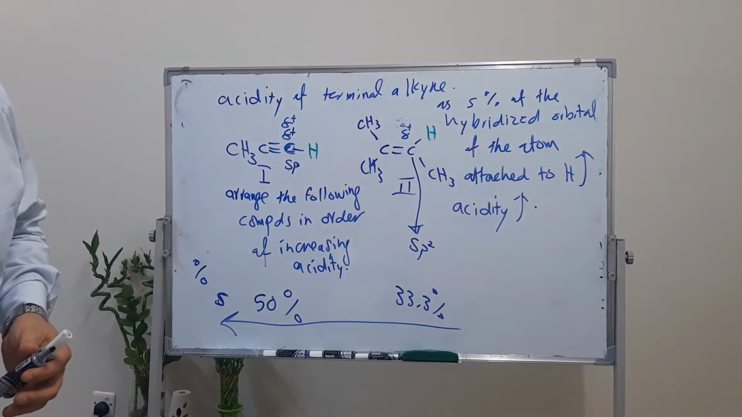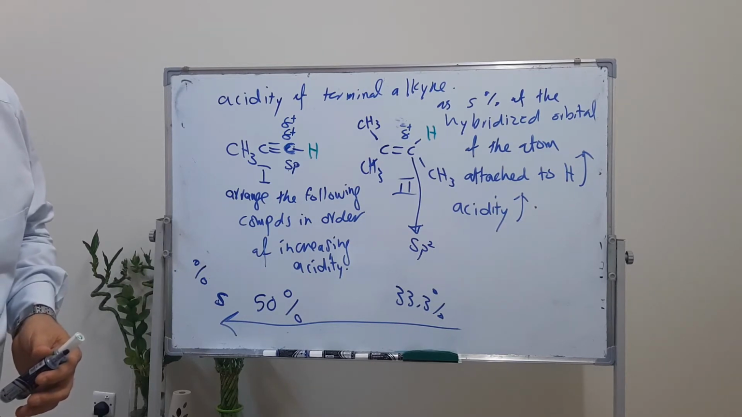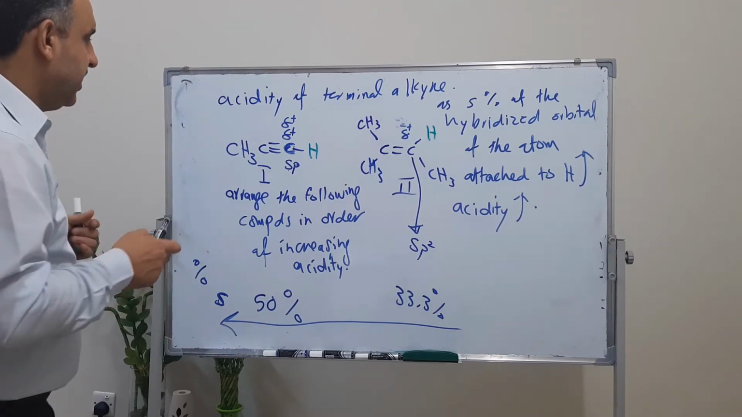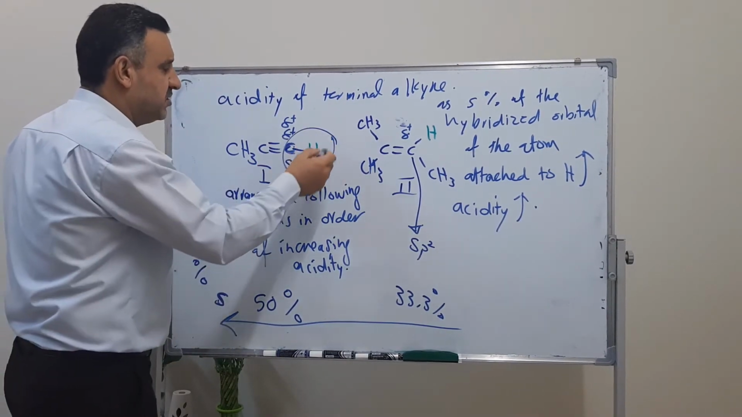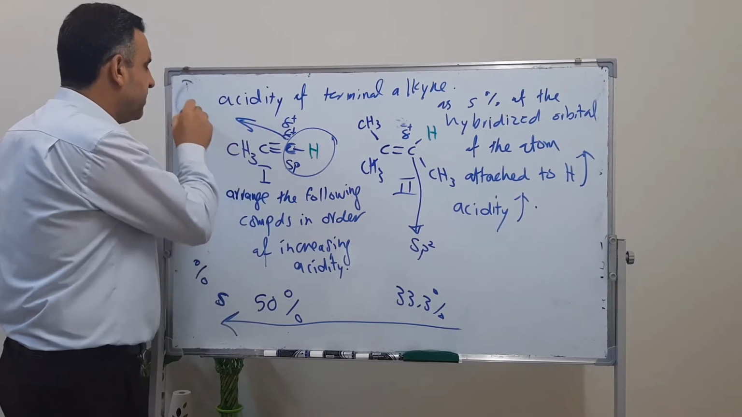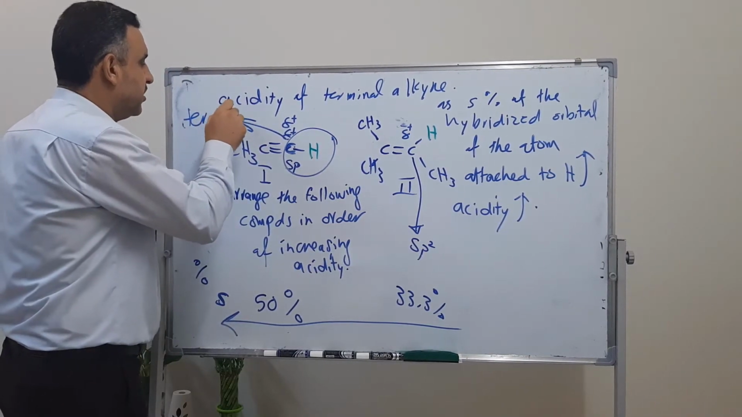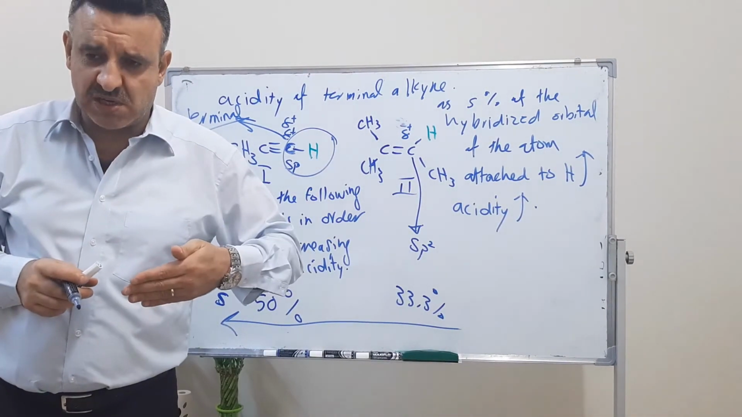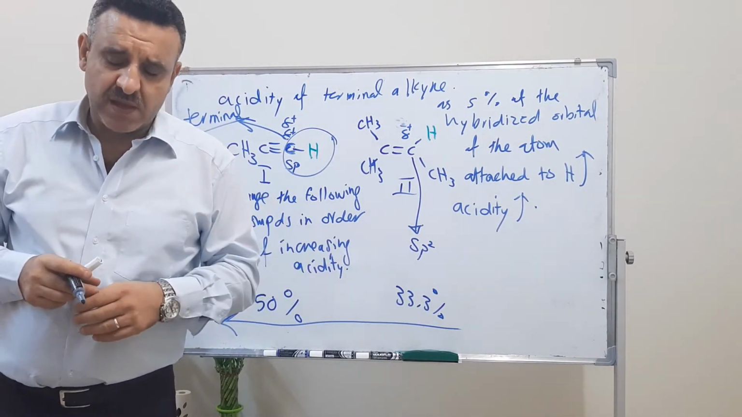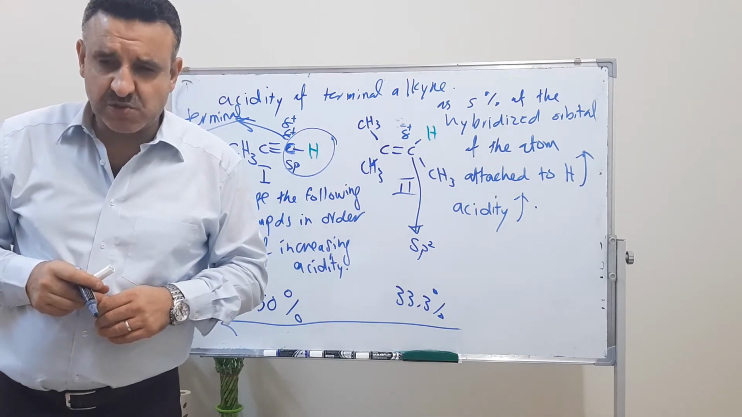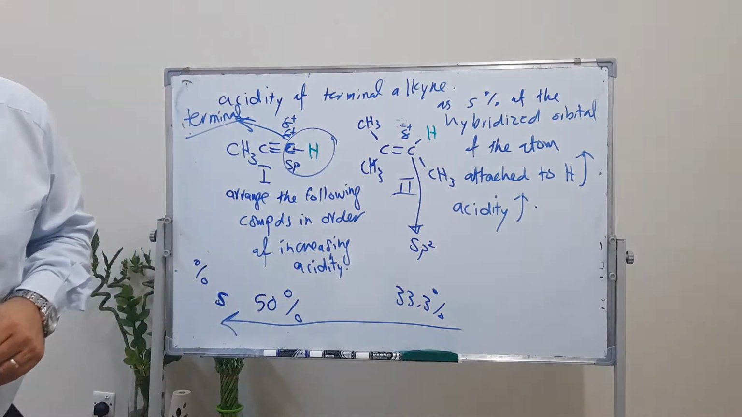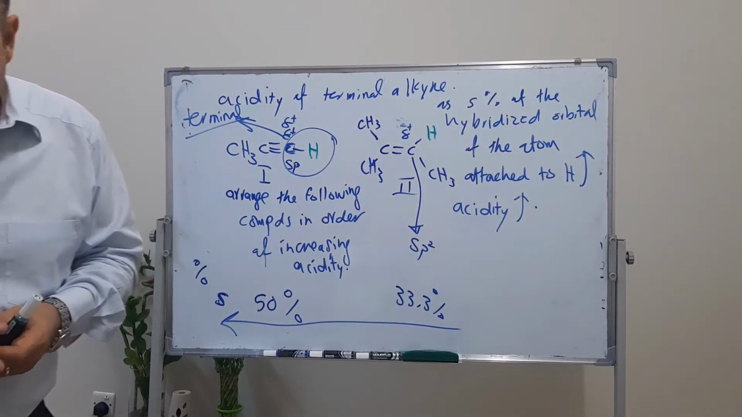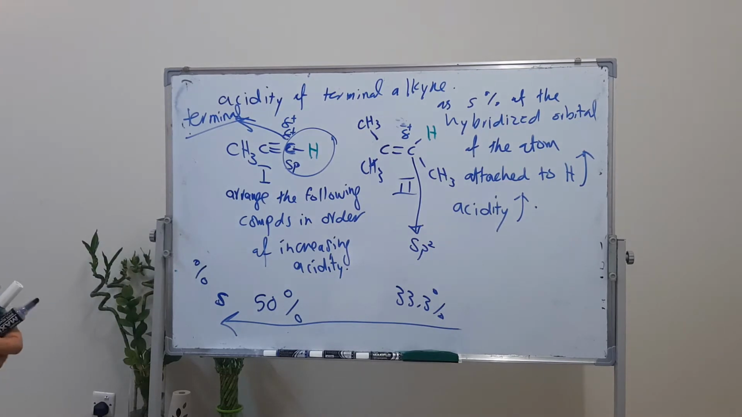But remember, it's all about the terminal alkyne. In order for this hydrogen to be acidic, remember, it must be terminal. We are talking about a terminal alkyne, which has a hydrogen attached to an sp hybridized carbon atom. Clear, guys? So it must be a terminal alkyne. You follow me?